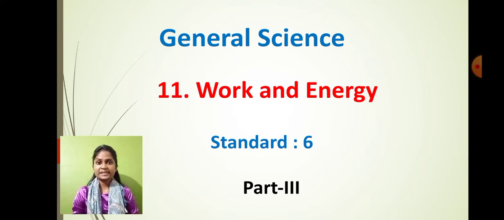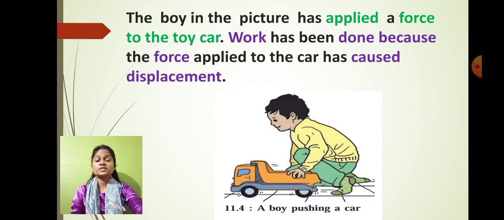So let's recall once again whatever we have learnt so far in this chapter. Students, in this chapter we spoke about the different types of forces, and in the last lecture we spoke about how exactly we apply a force and that force gets transferred to another object. As you see in this image, the boy is trying to apply a force on a toy. So what is happening over here? The toy is moving in the forward direction. That means work has been done. Whenever there is a displacement, we say that work has been done.